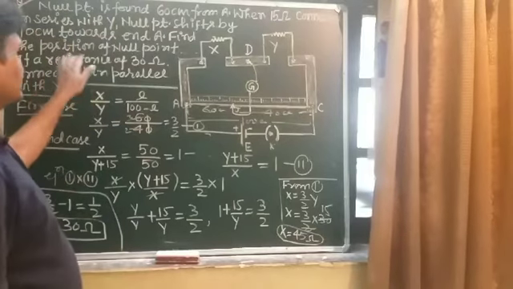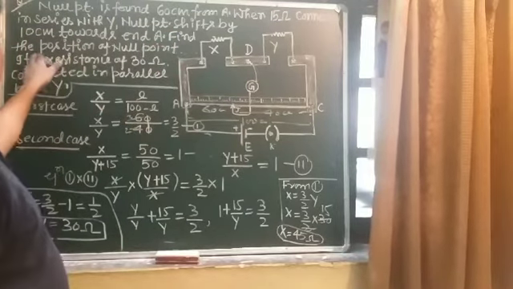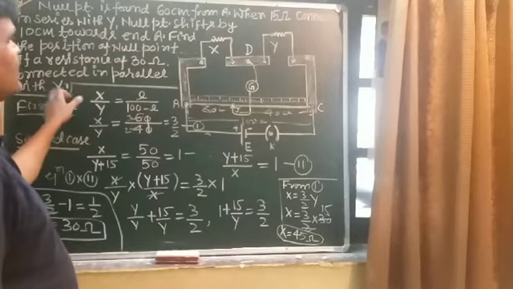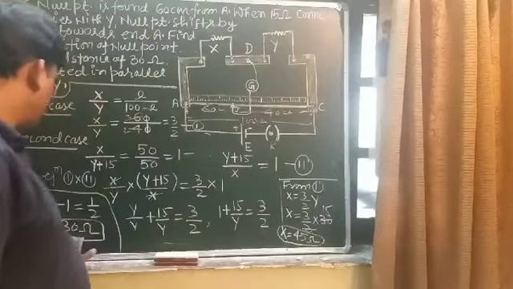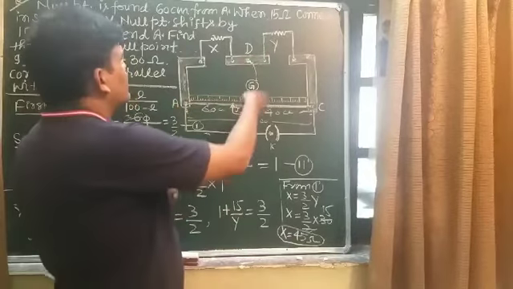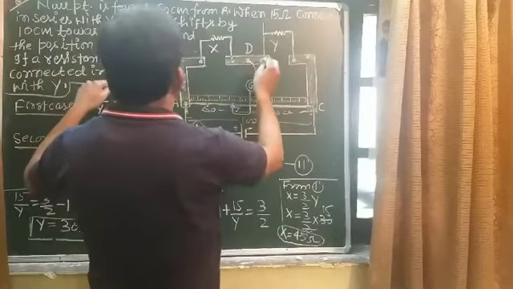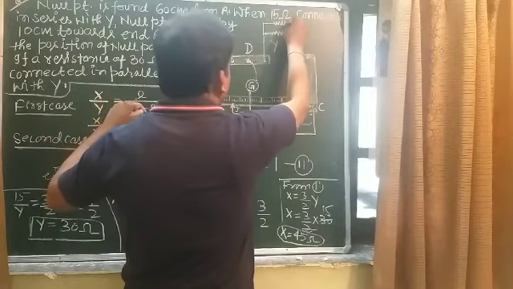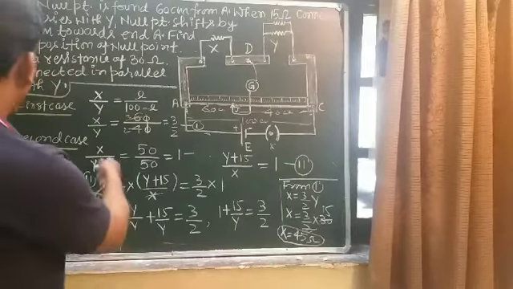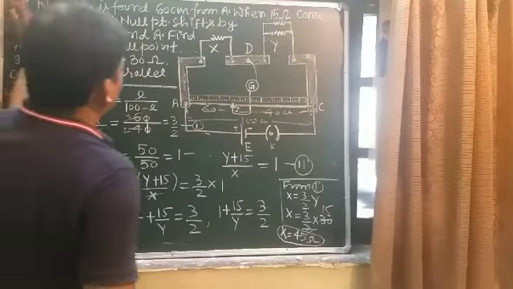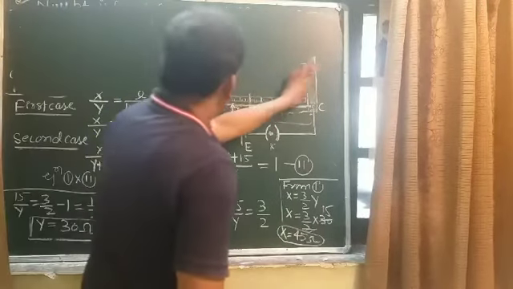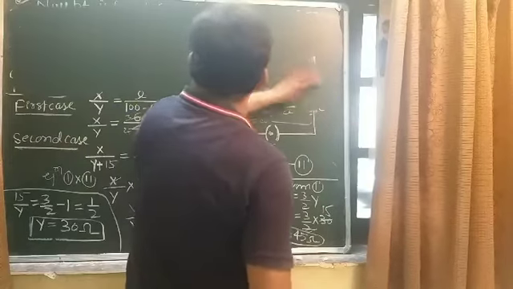But the last case: find the position of the null point if a resistance of 30 ohm is connected in parallel with y. Now we have to find it. The value of y is 30, and again there will be a 30 ohm connected in parallel with it. So what is the null point? Now I am removing this circuit and solving the remaining part.